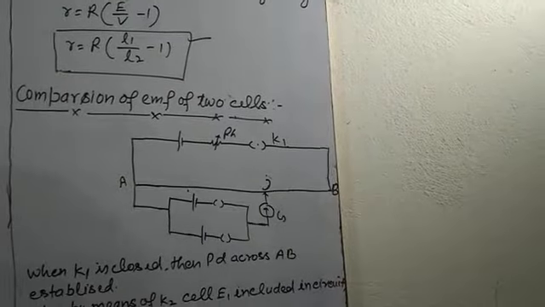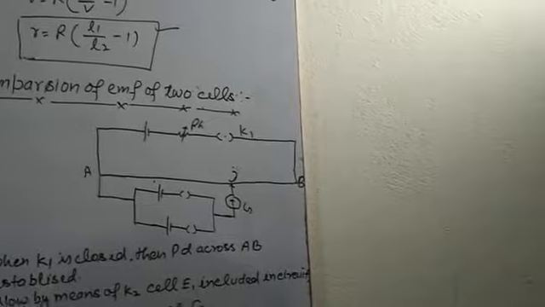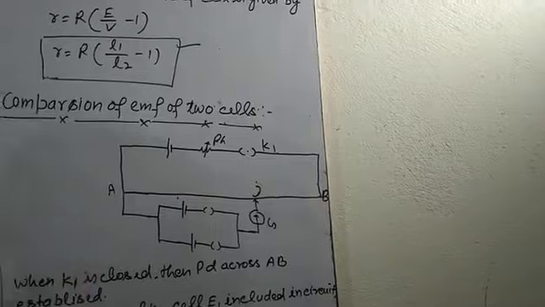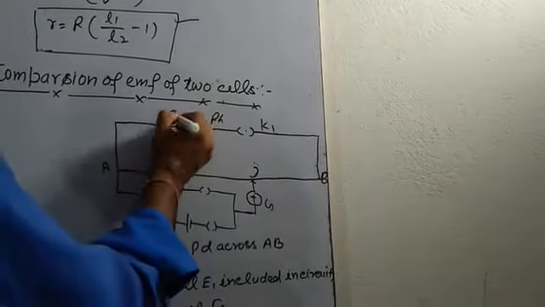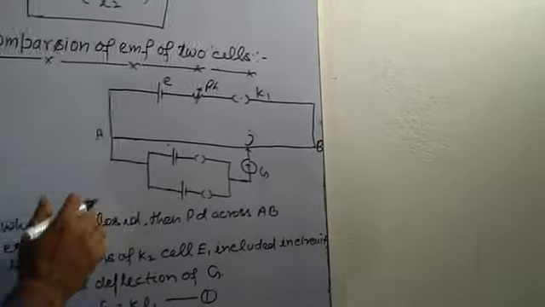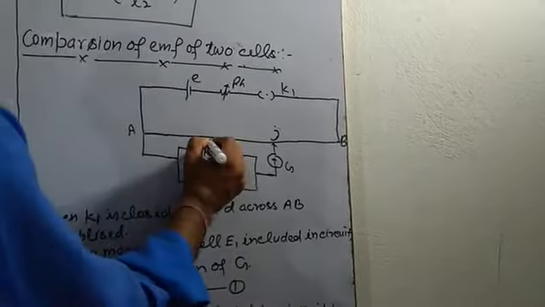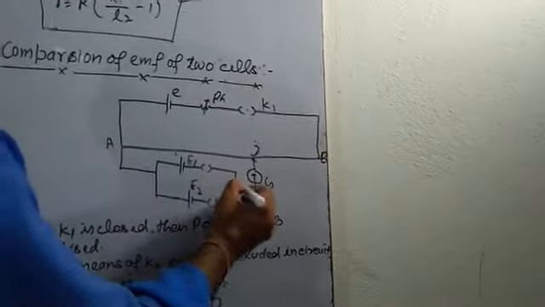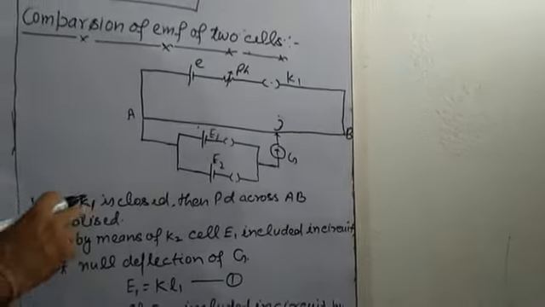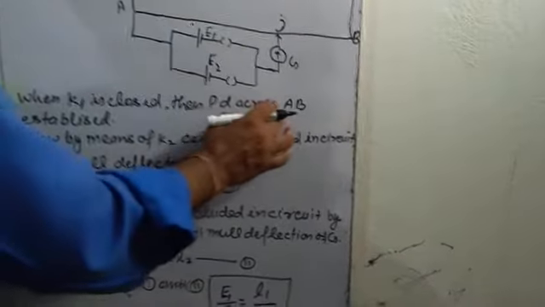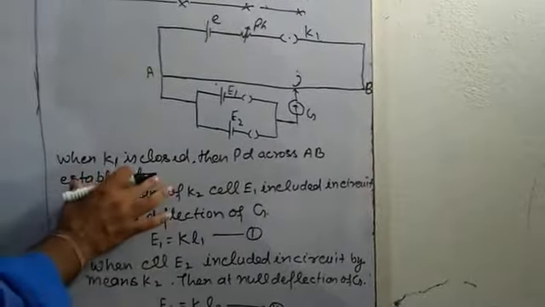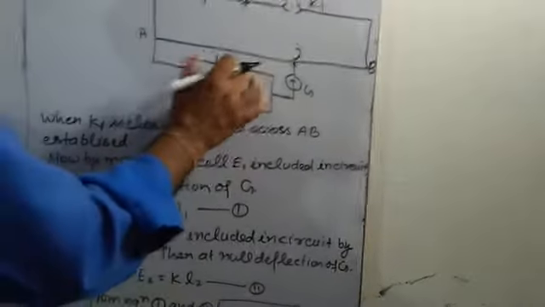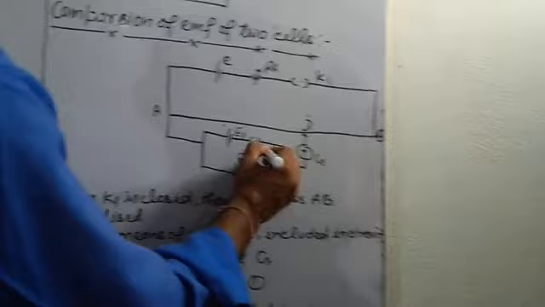Now, the second application of the potentiometer: comparison of EMF of two cells. As shown in the circuit, EMF of cells E1 and E2 are required. When K1 is closed, the potential difference across AB is established. Now, by means of K2, cell E1 is included in the circuit.